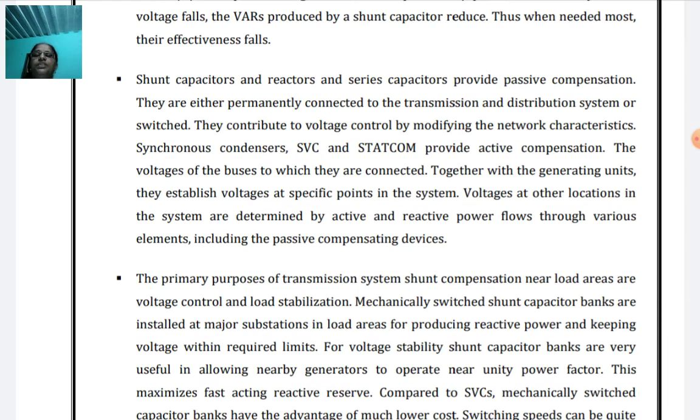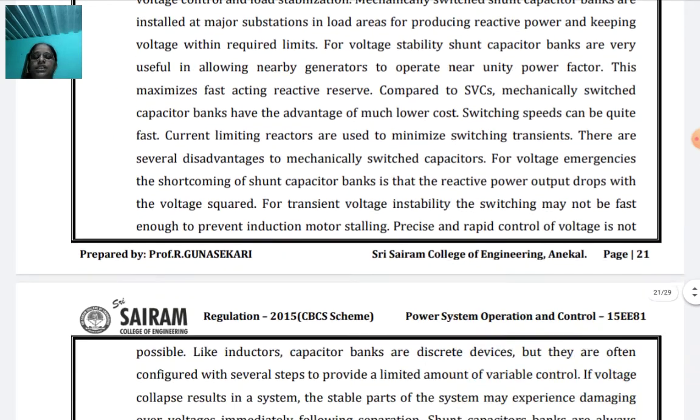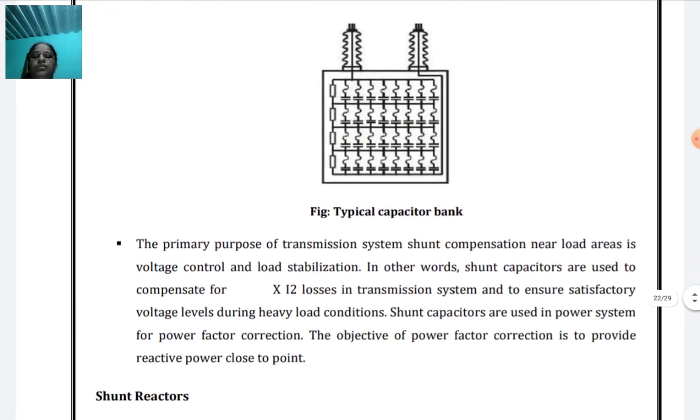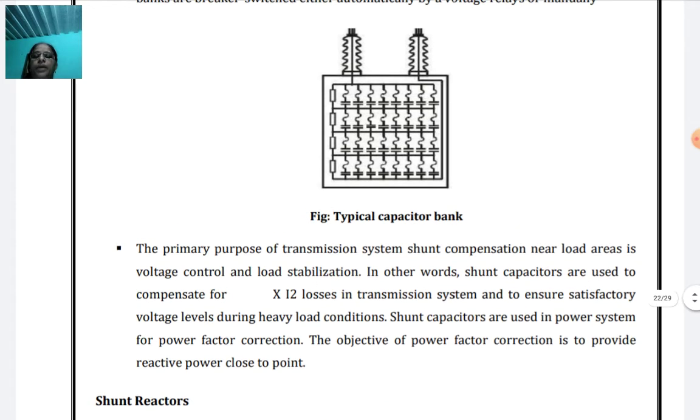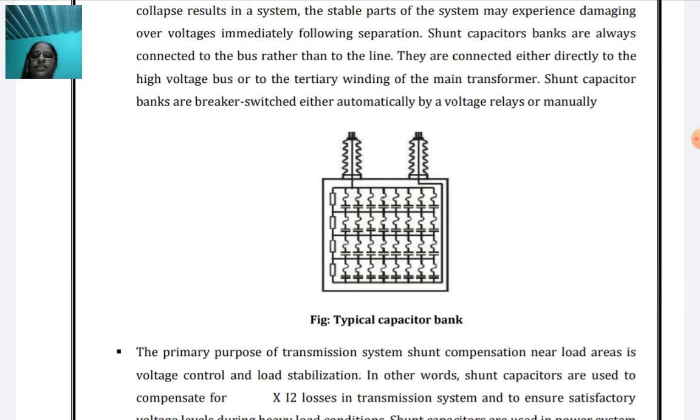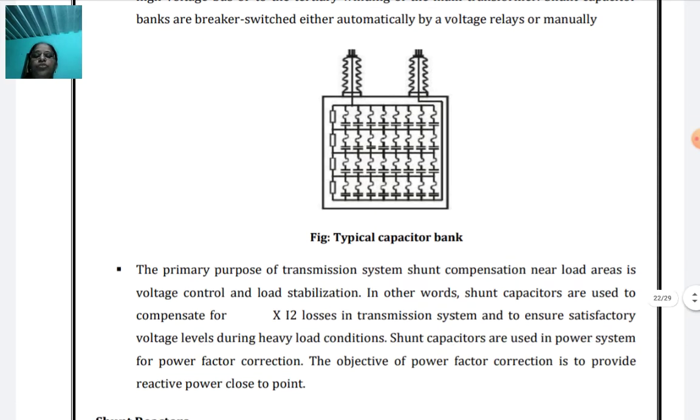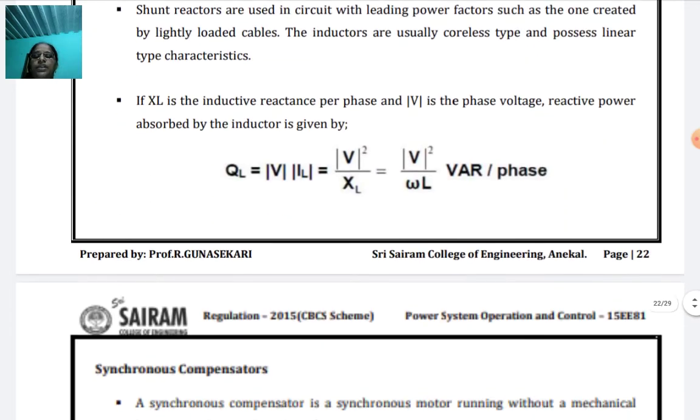Shunt capacitors, reactors and series capacitors provide passive compensation. The primary purpose of transmission system shunt compensation near load areas is voltage control and load stabilization. This is a typical capacitor bank. By using the capacitor bank we can control the reactive power, and from this we can control the voltage. This is one of the methods for controlling the voltage in the power system.